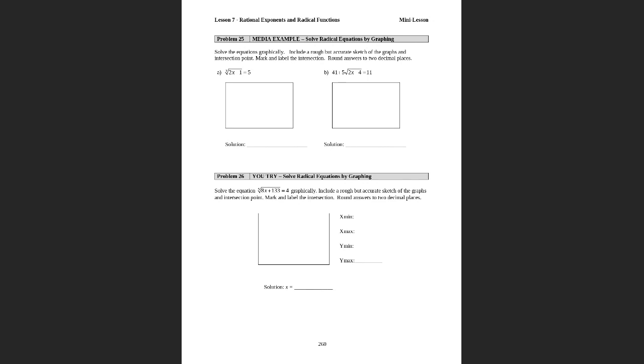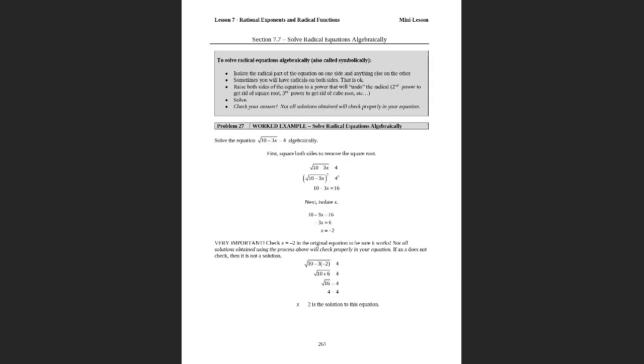All right. So if you look at this problem, you could still do this whole thing. 41 plus 5 times square root of 2x minus 4. Okay, it's not a fifth root. Equals 11. So y equals 11 can be your Y2. Okay, and then you use that.